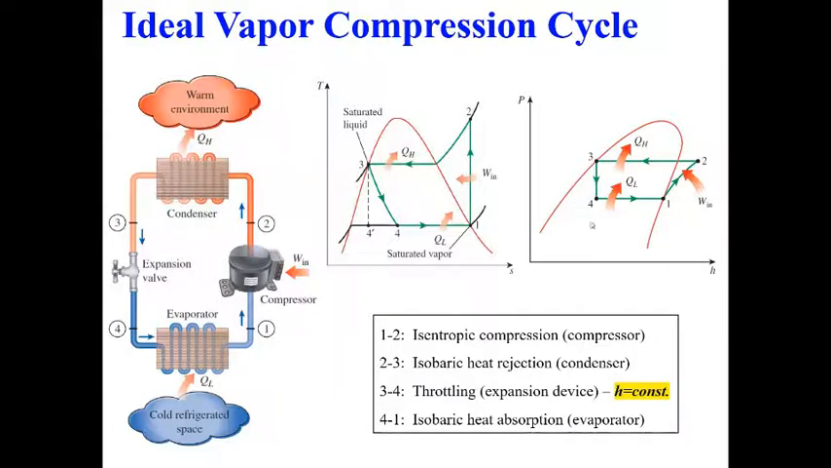Okay, again we'll just quickly look at these processes in the pH plot. So isentropic compression 1 to 2, here we add work. Then 2 to 3 is isobaric heat rejection, constant pressure, this is your pressure line, pressure axis. 3 to 4, enthalpy is constant, this is throttling, and then 4 to 1 is constant pressure heat absorption in the evaporator.